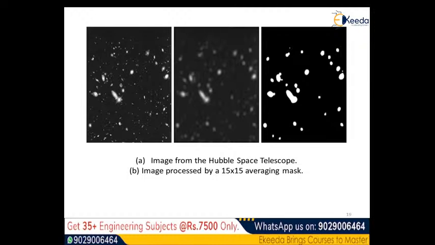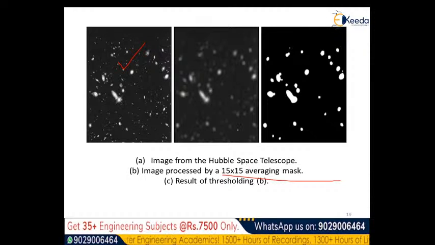Here we have one example where the original image is represented on the left-hand side. It is an image from the Hubble Space Telescope, and when it is processed by an averaging mask of dimensions 15 by 15, you can see a blurred image. To extract things from this image, when we perform thresholding along with this spatial filtering, we get the resultant image represented on the right-hand side.